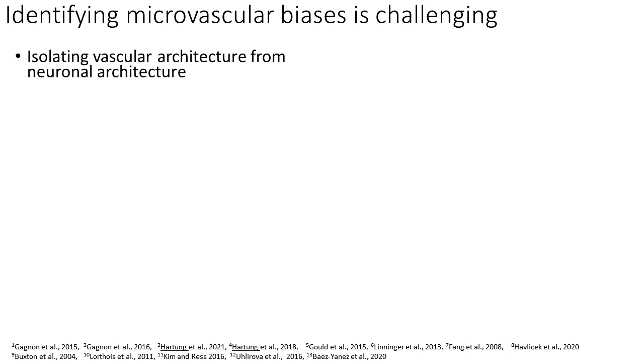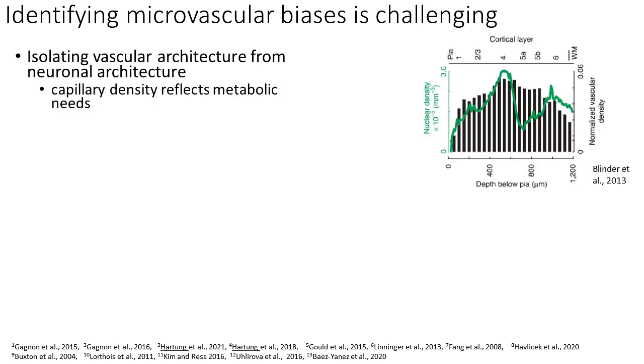Isolating the vascular architecture from the underlying neuronal architecture is tricky because we know that higher capillary density is expected in regions with higher neuronal density and higher metabolic needs. This is shown nicely here by Blinder, who quantified and compared neuronal and capillary densities, and both exhibited a peak in the middle cortical layers. This means that the peak BOLD response in the middle depths could indicate more neuronal activity.